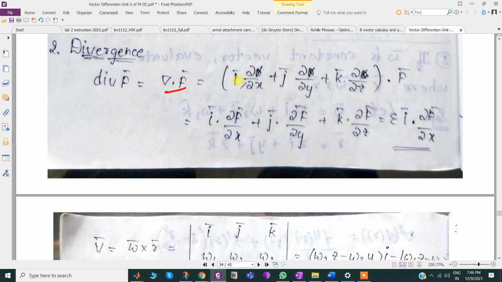Even this one also I may write here, del dot f bar. I am not expanding the f bar, I am keeping the f bar as it is. Then if I write inside i bar dot, because vector is here, dou by dou x can be written this or this one, because i bar into dou by dou x doesn't make sense. So that's the reason, instead of this, I may use only this: i bar dou f bar by dou x plus j bar dou f bar by dou y plus k bar dou f bar by dou z. Then I may write sigma of first term, i bar dot, here the dot product is there, remember that, dou f bar by dou x.